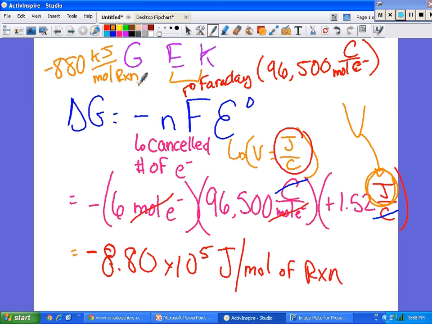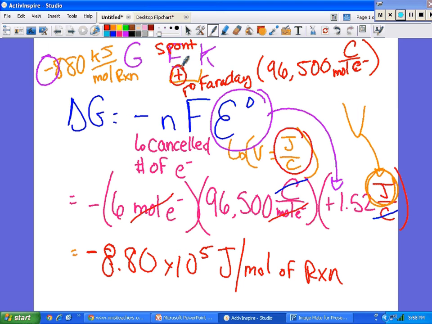Here's the biggest thing. Since you knew that E was positive, how did you know that delta G had to be negative? Because E was what? This was spontaneous. We've already said when E is positive, it's spontaneous, and what is G? Negative. So keep those factors in mind.